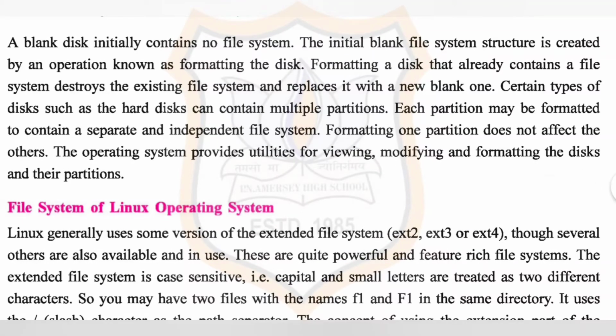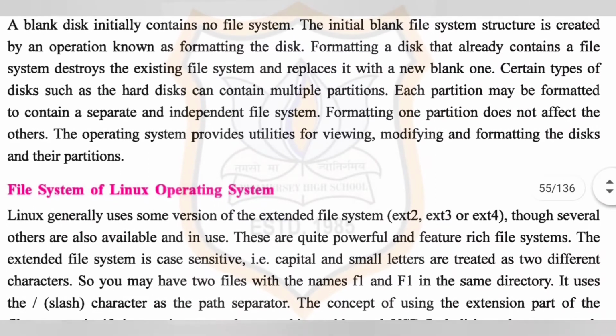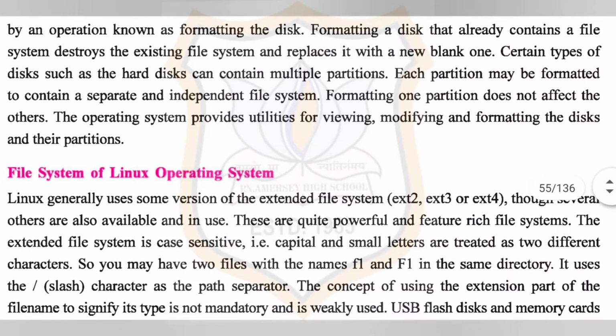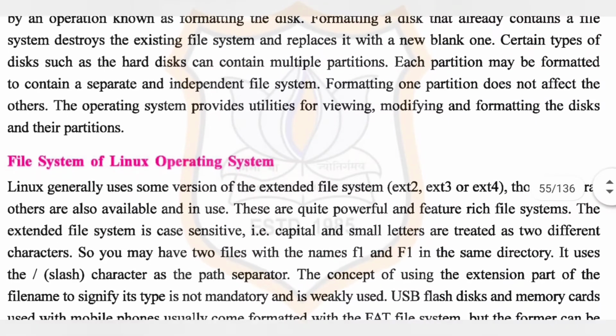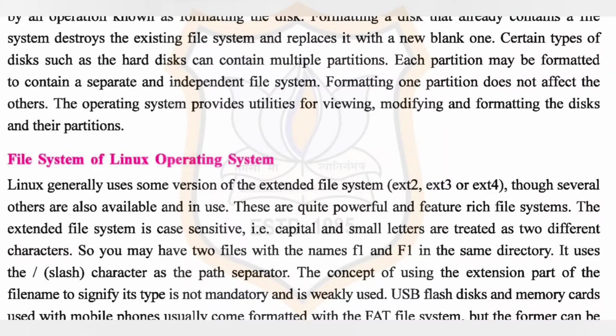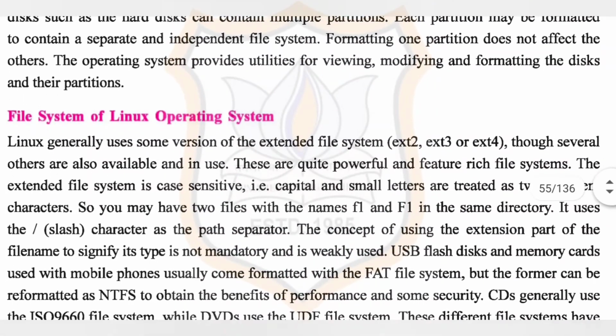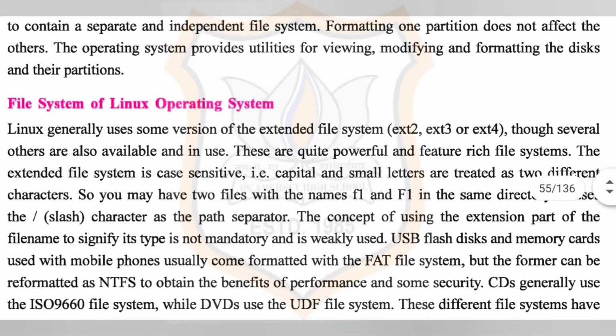A blank disk initially contains no file system. The initial blank system structure is created by an operation known as formatting the disk. Formatting a disk that already contains a file system destroys the existing file system and replaces it with a new blank one. Certain types of disks, such as the hard disk, can contain multiple partitions. Each partition may be formatted to contain a separate and independent file system. Formatting one partition does not affect the other. The operating system provides utilities for viewing, modifying, and formatting the disk and its partitions.